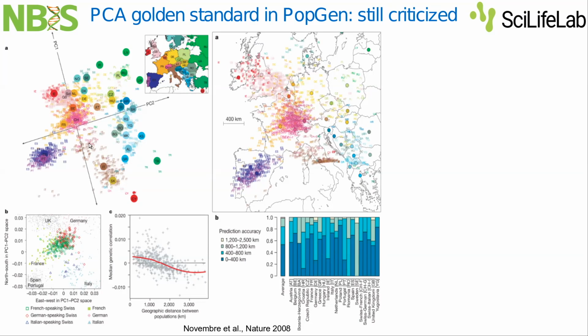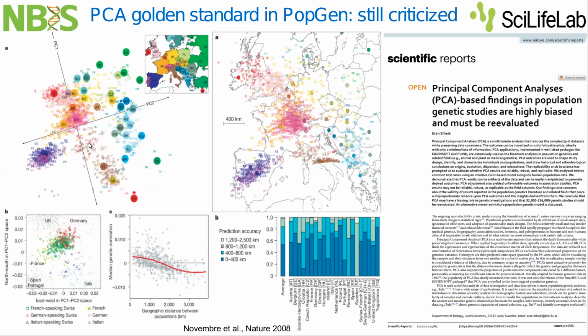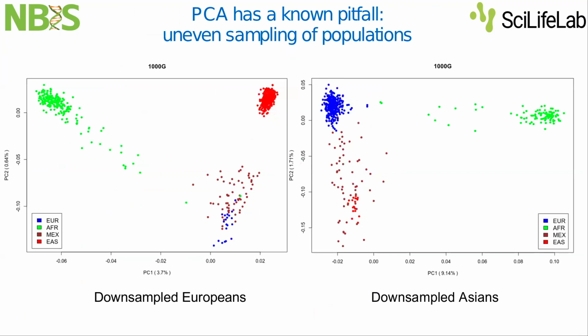Well, still, this PCA approach for genetic distance and correlation with geographical distances is still criticized from time to time. And especially there is one known pitfall about PCA, what is called the pitfall of uneven sampling. It turns out that PCA is quite sensitive to the reference clusters. They should be more or less equal in size.